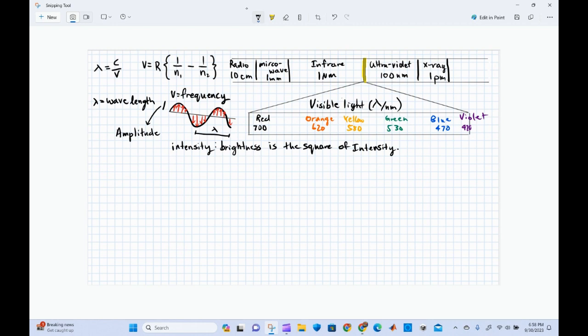P is petameters or something, I forget. The last one is gamma ray. I can't spell gamma right. X-ray and gamma light. I don't know how to spell gamma correctly. You know what? I'll put it there like that, and if I get it wrong, I will fix it later.